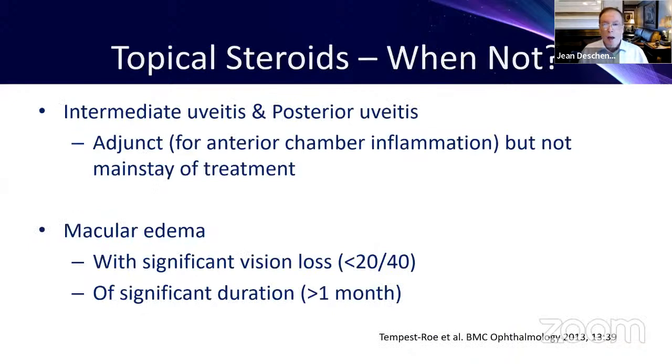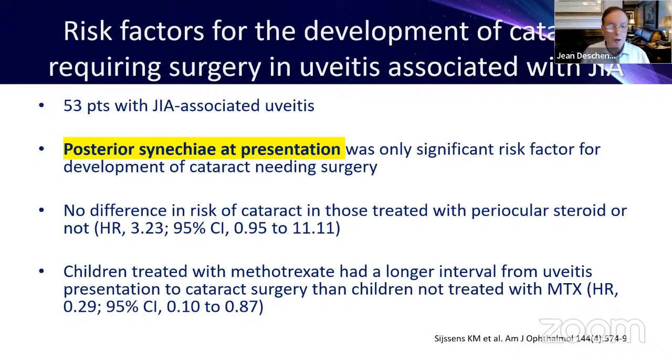When shall we not use corticosteroid? Well, they're not very useful in intermediate and posterior uveitis. They're an adjunct to treat the anterior part of the inflammation, but they're not the mainstay of treatment. For macular edema, topical corticosteroids are not that useful; they are an adjunct also. Especially if you have significant vision loss, less than 20/40, and a duration of more than 1 month, don't try to treat that with just topical corticosteroid.